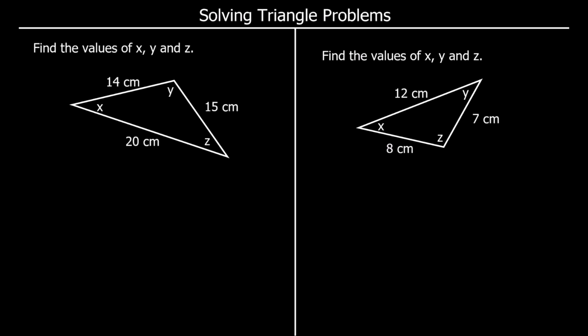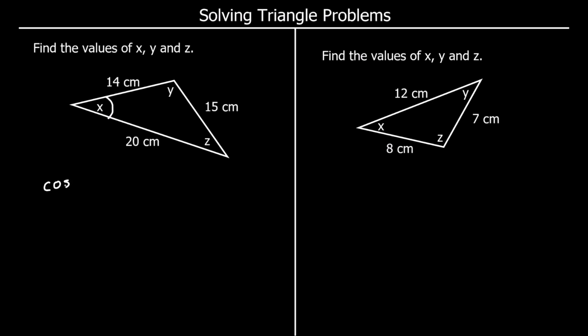In this video, we are solving problems that involve the sine rule, the cosine rule, and the area of a triangle. The first question here, we're given all three sides of the triangle, and we need to find all three angles. So when we know three sides, and we want to find an angle, we're using the cosine rule. So if I wanted to find x, I'll use the cosine rule, but the rearranged version for angles.